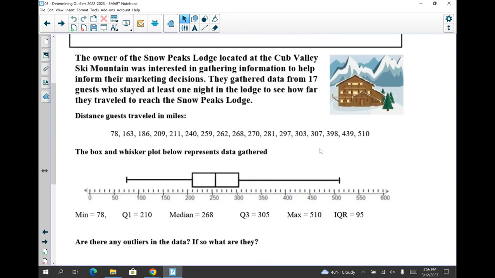Data's down here, and we created a box and whisker plot. We see our min, our first quartile, our median, our third quartile, our max, and our interquartile range. Then we're asked, are there any outliers in the data? And if so, what are they?